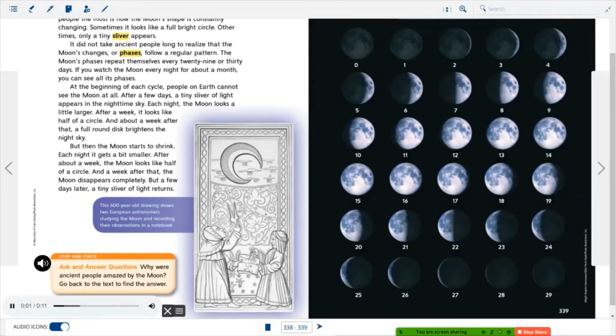Stop and check. Ask and answer questions. Why were ancient people amazed by the moon? Go back to the text to find the answer.